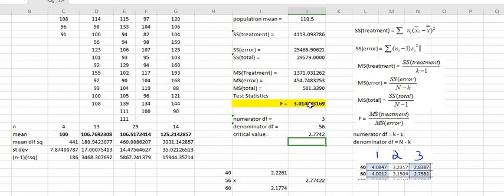This one, F equals 3.014. Ano kaya? Reject or accept the null hypothesis? What do you think? Critical value is 2.7742. Our F is 3.01. Do we accept or reject the null hypothesis? Reject. Reject the null hypothesis.